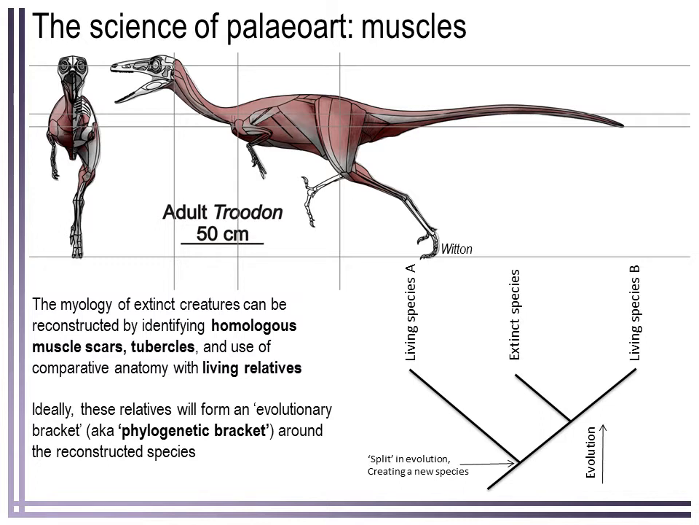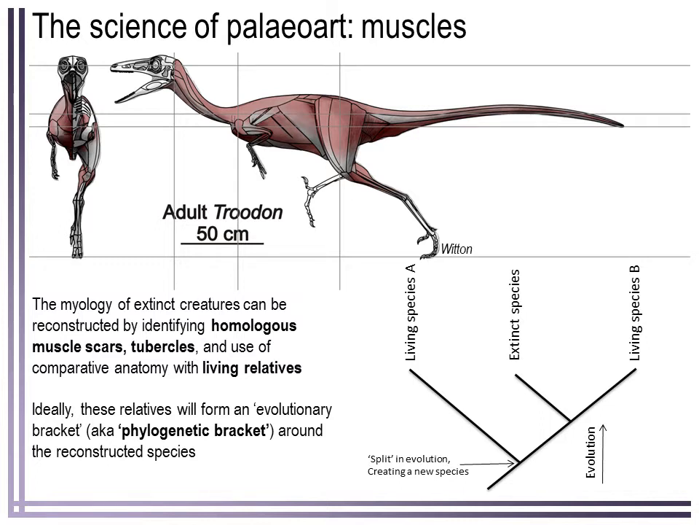And as you might expect, the way we do this is simply by looking at the closest modern relatives of extinct animals and trying to infer details of their musculature from their skeletal anatomy. By using comparative anatomy, we look at the modern animals and see what we can glean about the muscles of fossil animals, where we can see similarities in their skeletal structure. And of course, because this is science, we don't just look at one or two modern animals. Ideally, what we look for is what we call a phylogenetic bracket.